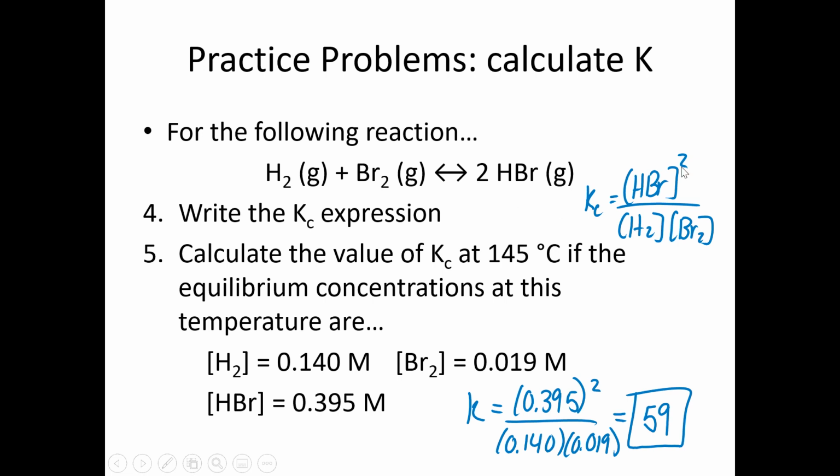Coefficients become exponents. And then we can also calculate the value of K if we know the values of these concentrations at equilibrium. So I can plug these values into my K expression, and when I do that, I get 59. So that's my K value. And notice how K is greater than 1. That's telling me we have relatively more products than reactants at equilibrium, which matches what we see here. Okay.